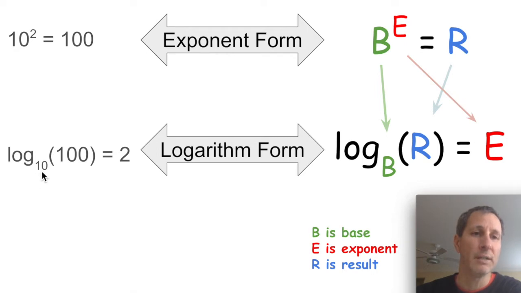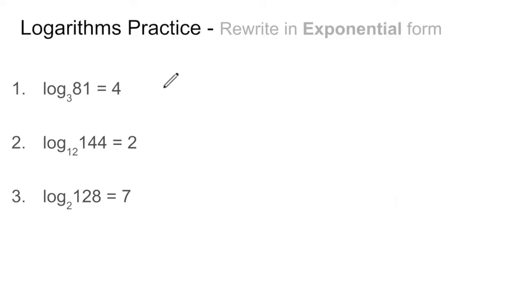Log base 10: 10 is the base, 2 is the exponent, and 100 is the result of raising 10 to that power of 2. So 10 to the 2 power equals 100. And in a generic form, it looks like log base b of r, that result, is equal to e, the exponent. So let's do a few practice problems rewriting these three in exponential form.